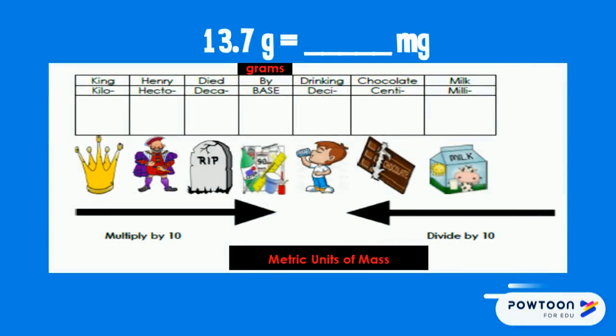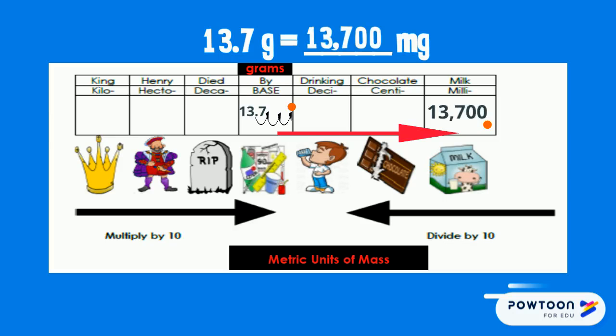Here, I'm converting a larger unit to a smaller unit. So that means that my decimal is going to end up moving to the right. If I start with 13 7/10 grams and I'm trying to get to milligrams, I see that I need to move 3 places to the right. So I do the same with my decimal and get 13,700.